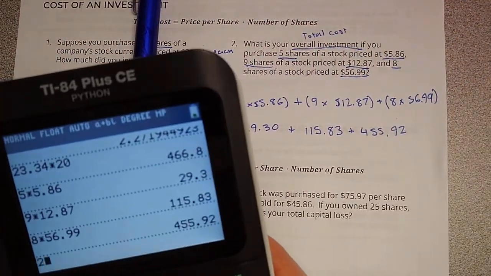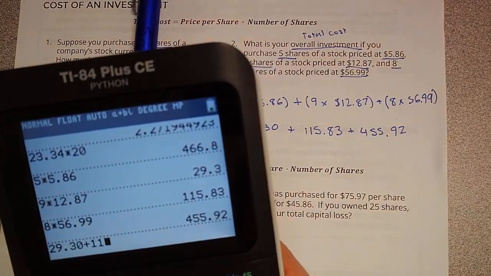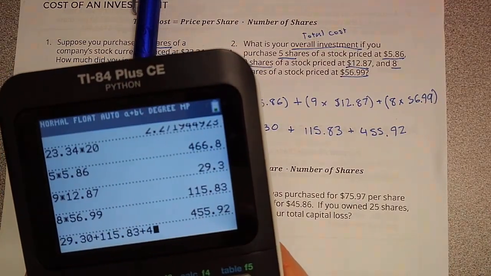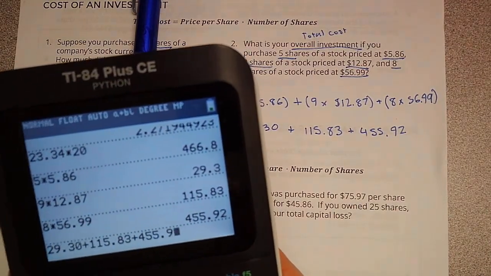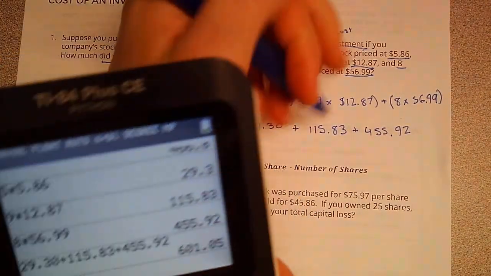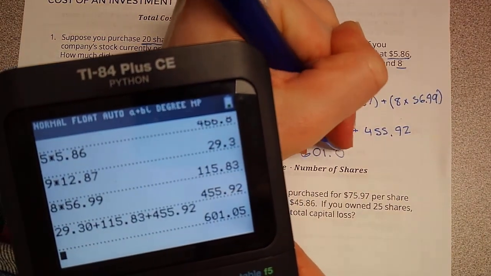So we have 29.30 plus 115.83 plus 455.92. And our total is $601.05.